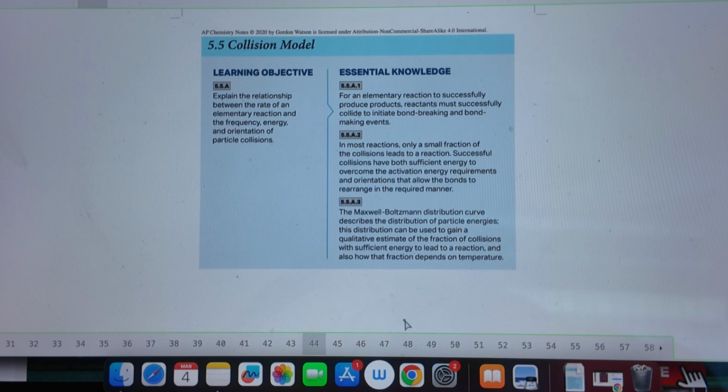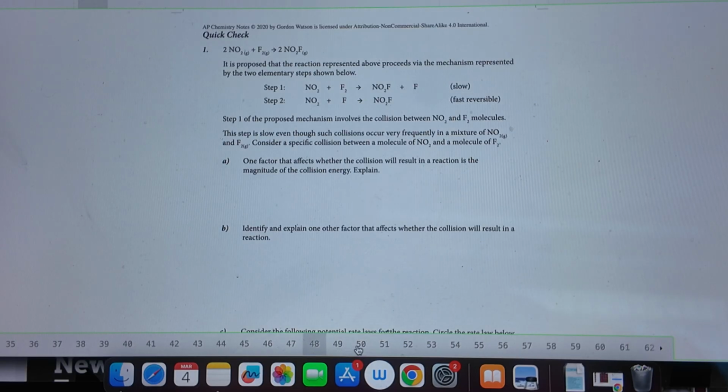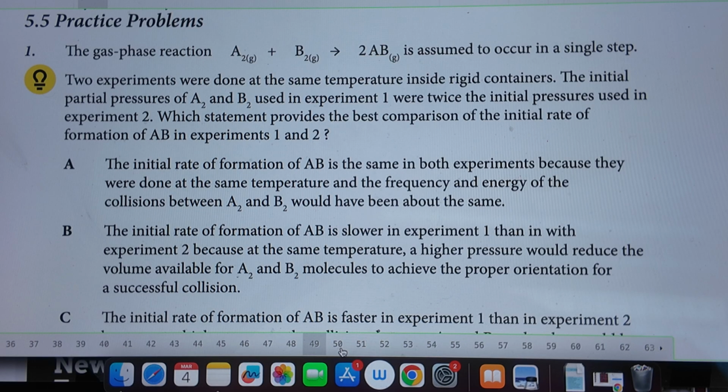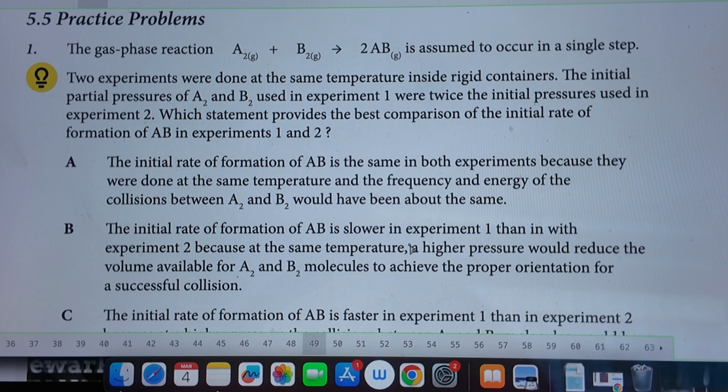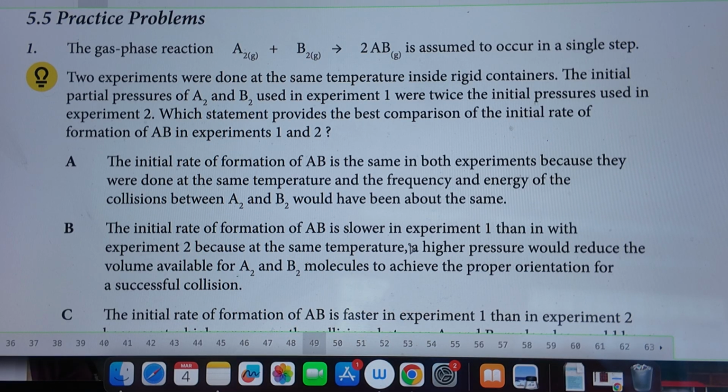Okay, now we're up to 5.5. Again, if you need help with the quick checks, let me know. But I'm just going to go to the practice problems. Okay, so here it says the gas phase reaction A2 plus B2 turns into 2AB is assumed to occur in a single step. Okay, that's good.